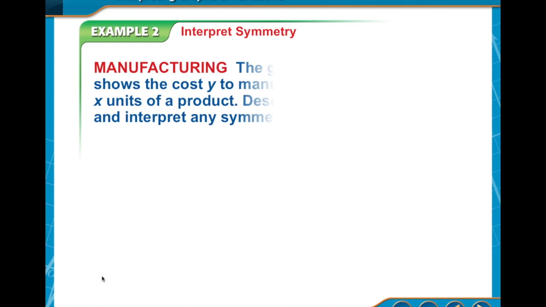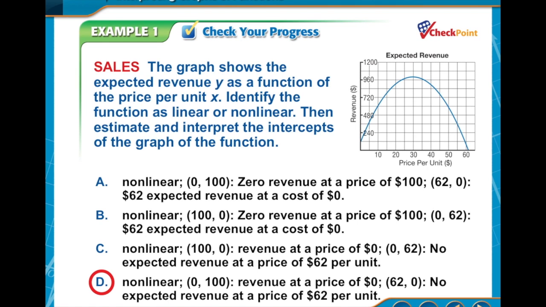And there it is. So what you should have is that it's nonlinear. So we know our graph is nonlinear. You can write that. And our x-intercept is 62, 0. Our y-intercept was 0, 100. Those three things you need to have down. So just to reinforce, our y-intercept was 0, 100. Our x-intercept, 62, 0.